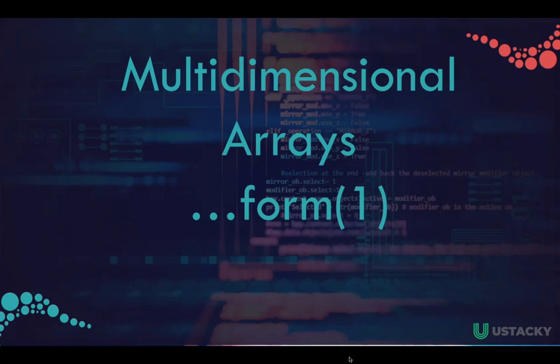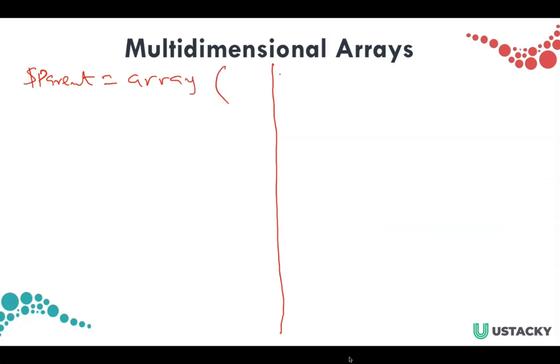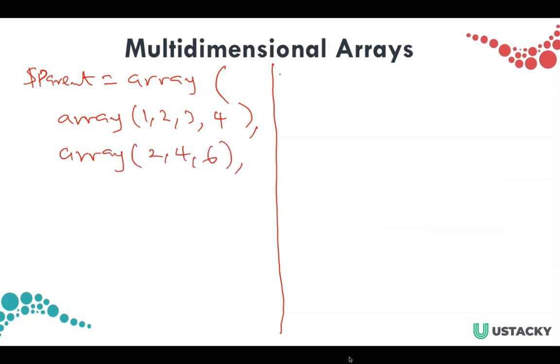In this tutorial, I'll be talking about looping through a multidimensional array that falls in form 1, that is, both parent and child are index arrays. So first of all, I can divide my board into two different halves. Assuming I have a parent array, which is the same thing as an array of arrays. We have some elements here that is an index array, maybe 1, 2, 3, 4. We also have another array, maybe it is 2, 4, 6. And we also have another array, which is 3, 6, 9. So this is a multidimensional array, and both the parent and child are index arrays.